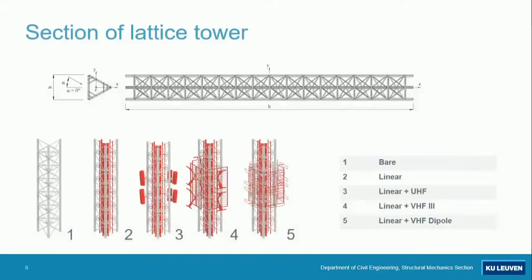So here you can see a drawing of the section of the lattice tower, and you can see the different types of configurations, let's say. So we have the bare structure, we have the one with the linear ancillaries, as we call it. So these consist of stairs and then cables, feeder and data cables. And then you can see 3 different types of antennas with which the actual antenna mast has been equipped. So in the test, we also want to identify the influence, the contribution of these antennas.